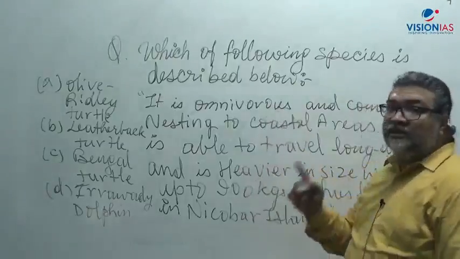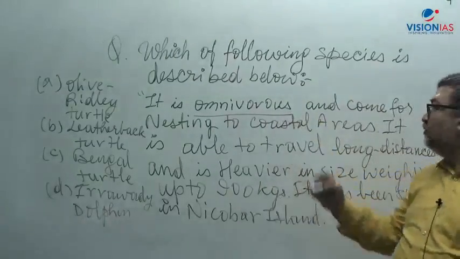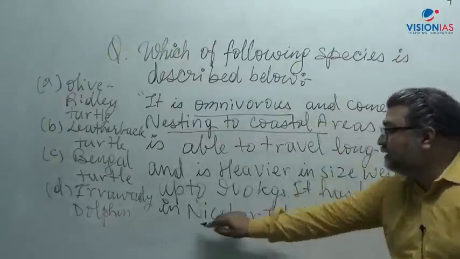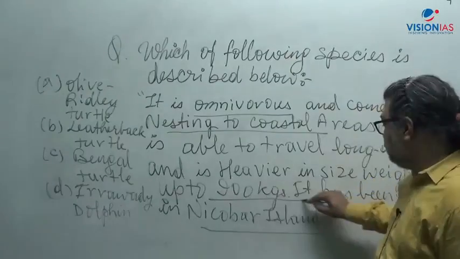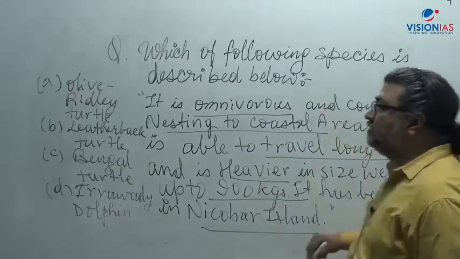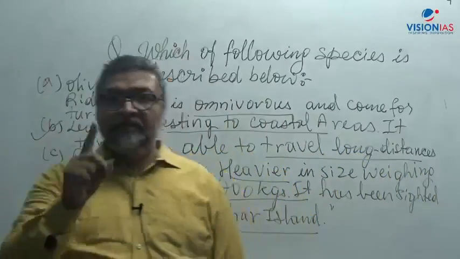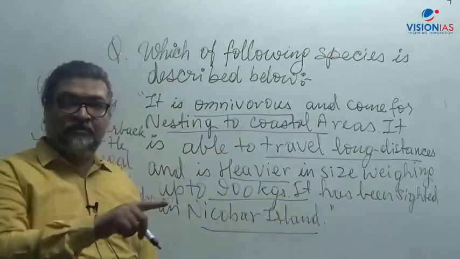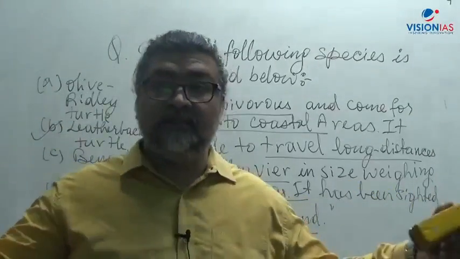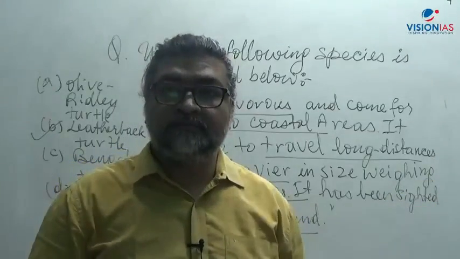What are the keywords here? First keyword is omnivorous. Then nesting in coastal areas, and I have given here the Nicobar Islands. The size of 900 kilograms, heaviest, and able to travel long distances. So that is a leatherback turtle. Olive ridley turtle also travels long distances in the ocean, but the 900 kilogram size is a leatherback turtle, a marine turtle, right?